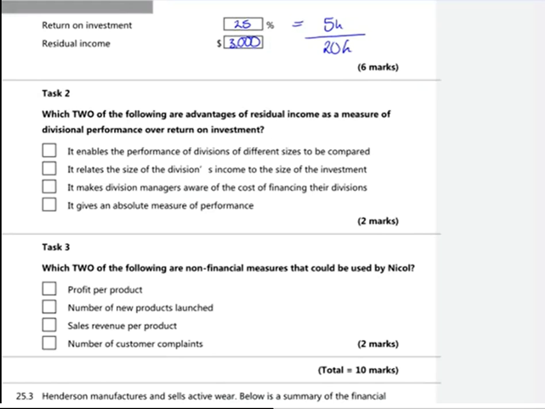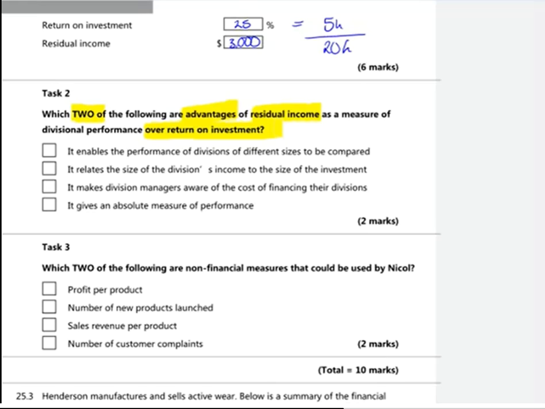Lastly, we need to deal with the narrative questions. We're asked for 2 advantages of residual income as a measure of divisional performance over return on investment. So what makes residual income a stronger measure than return on investment?